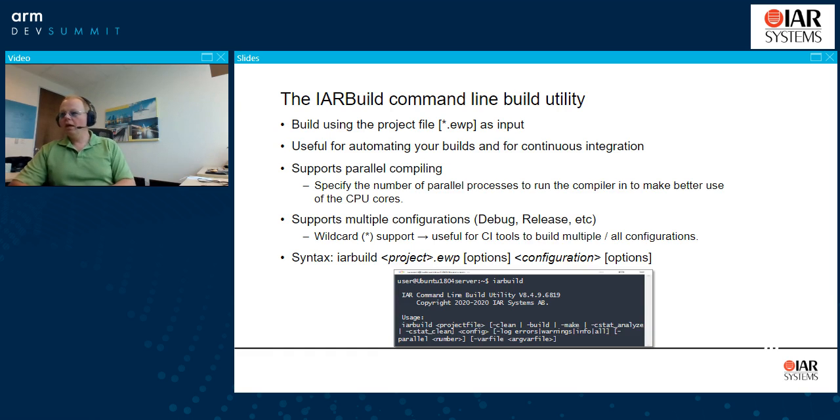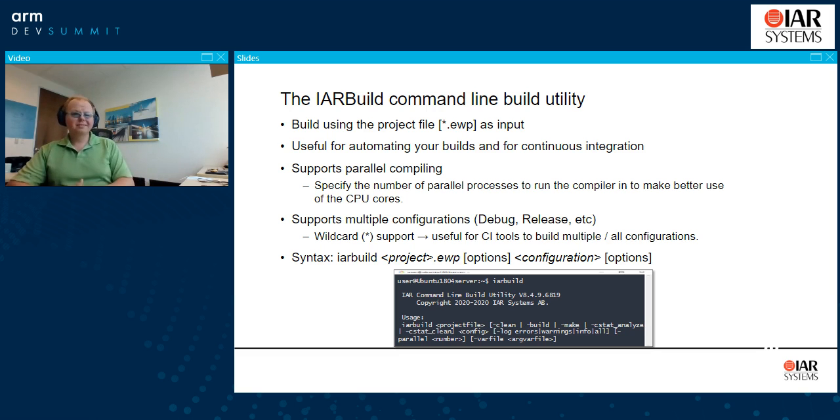So as I mentioned, IARBuild uses a project file as its primary input. It also supports parallel computing if you'd like, because if you use all the cores on your machine, it's obviously going to be much, much faster at compiling different projects. It also supports multiple build configurations. So those configurations you can set up within the Embedded Workbench. You can have as many different build configurations as you want. They talk about debug and release here.